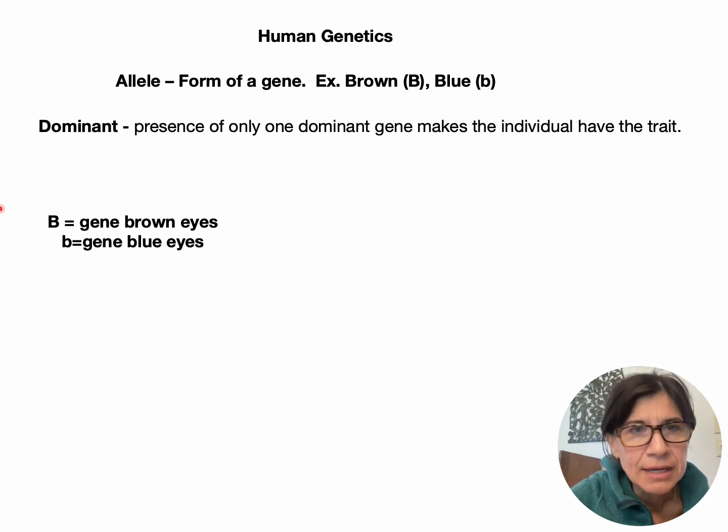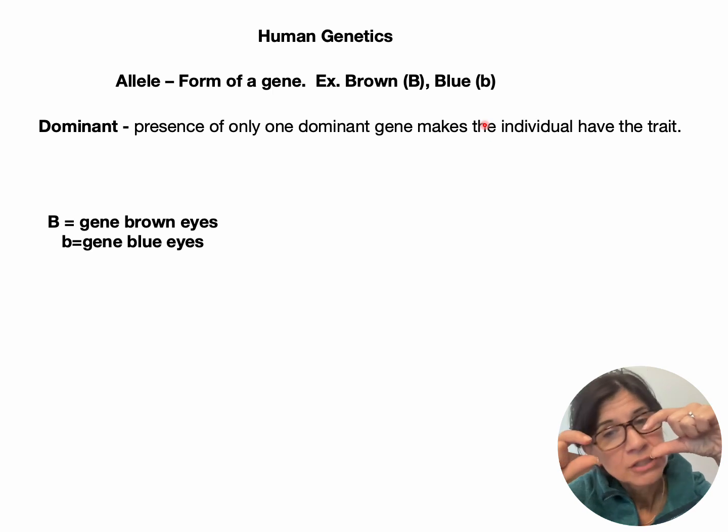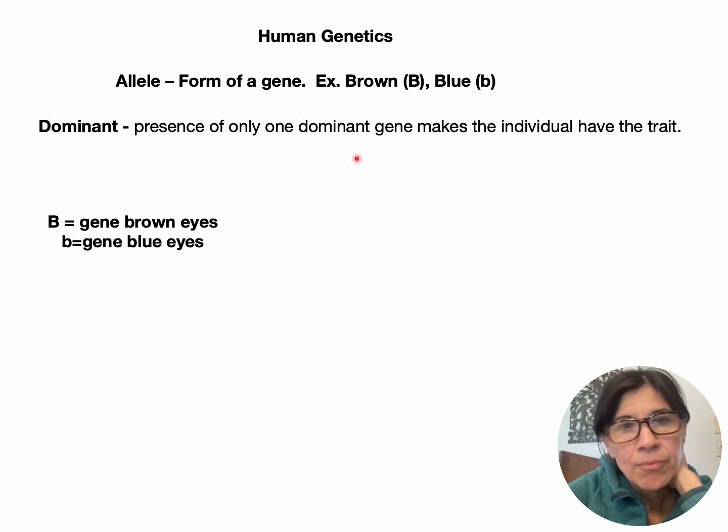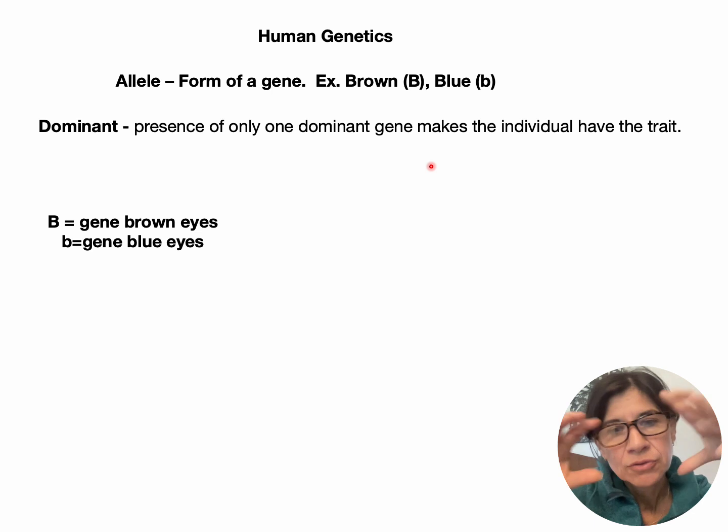So the presence of only one dominant gene makes the individual have the trait. In the example I gave you before, the child ended up with two genes because the homologous chromosomes paired up. Brown from the dad, blue from the mom. But the presence of the brown made the individual have that brown trait. So that's the dominant one.